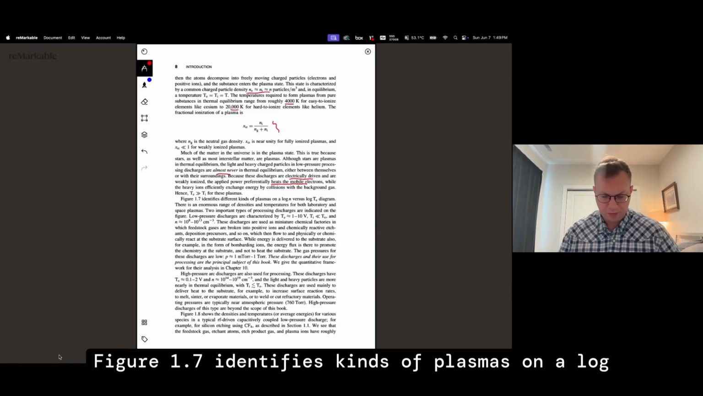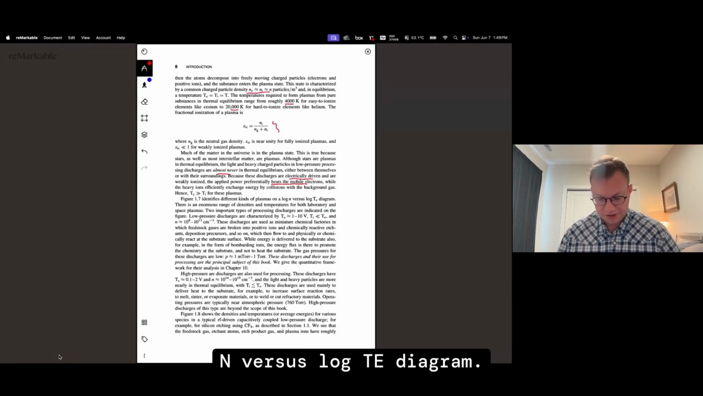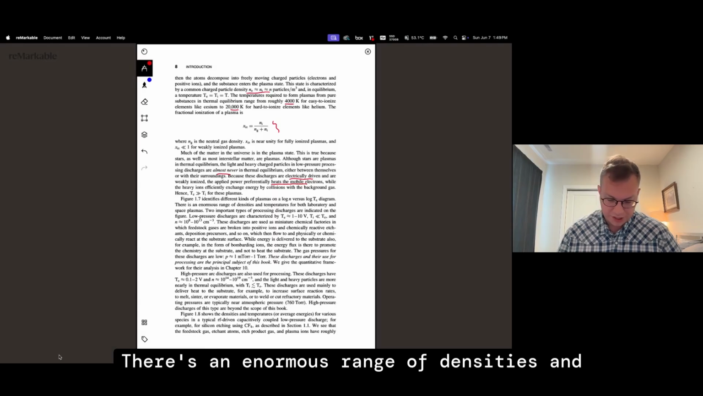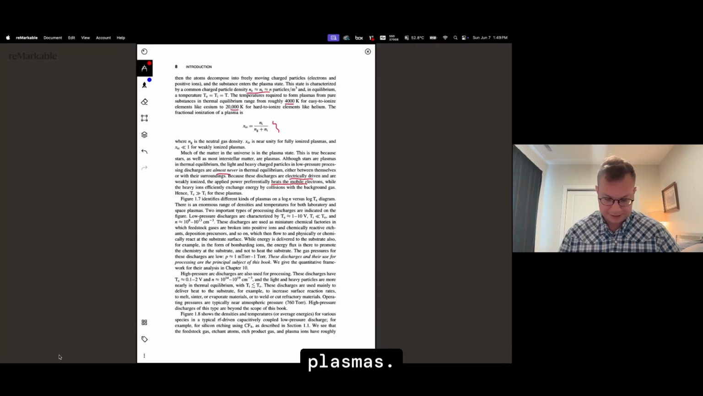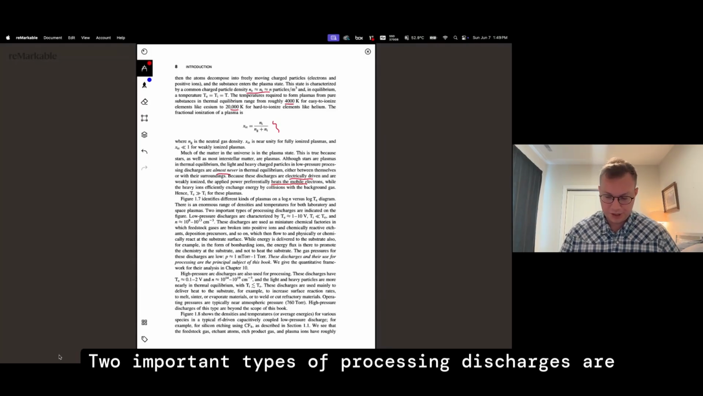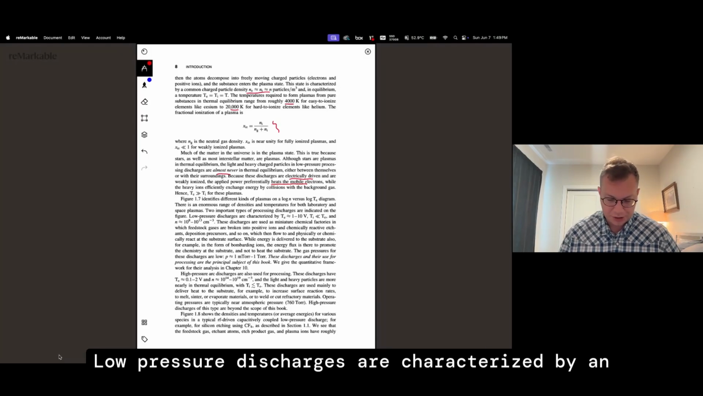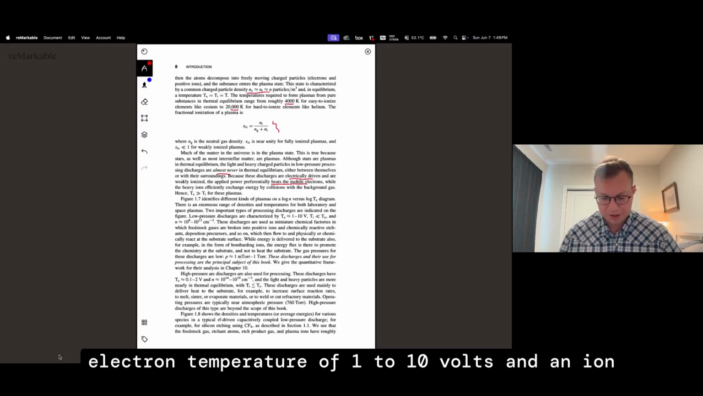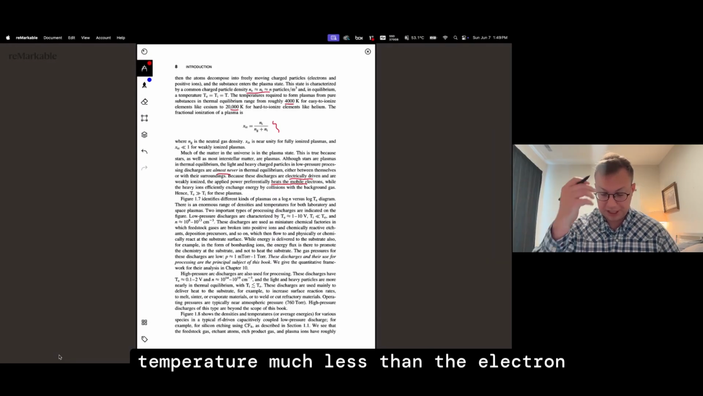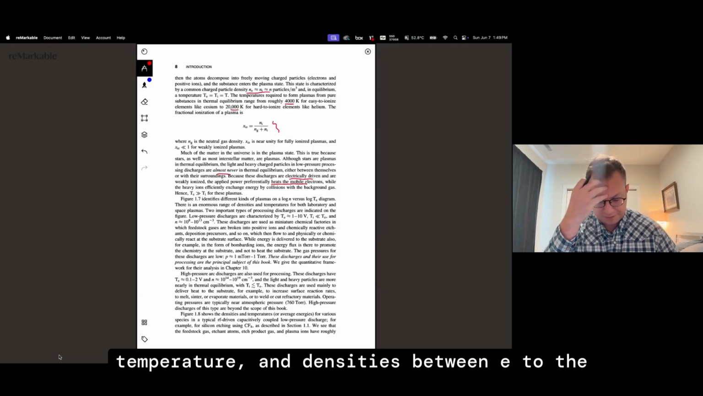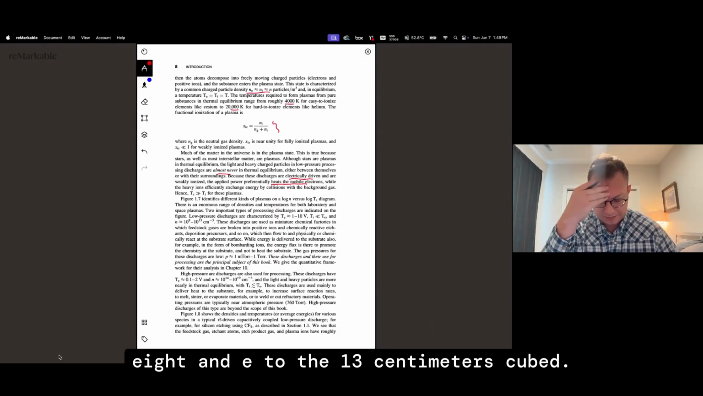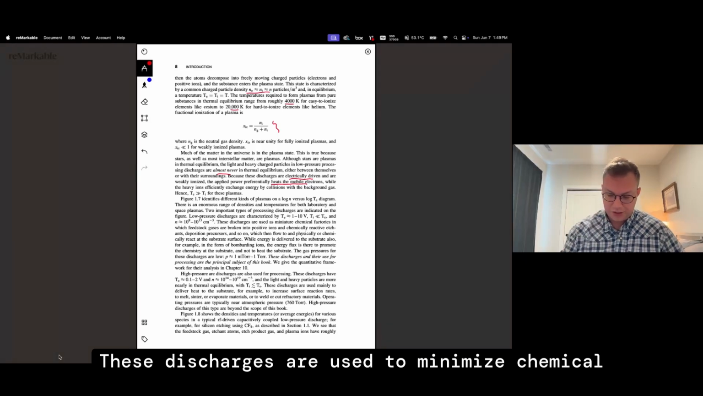All right. Figure 1.7 identifies kinds of plasmas on a log n versus log T_e diagram. There's an enormous range of densities and temperatures for both laboratory and space plasmas. Two important types of processing discharges are indicated on the figure. Low pressure discharges are characterized by an electron temperature of 1 to 10 volts and an ion temperature much less than the electron temperature, and densities between 10^8 and 10^13 per cubic centimeter.